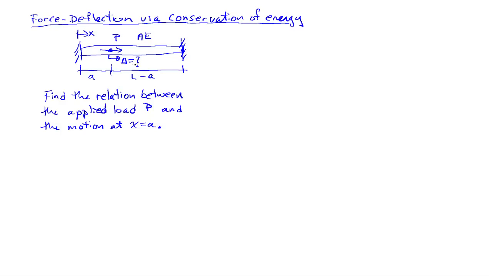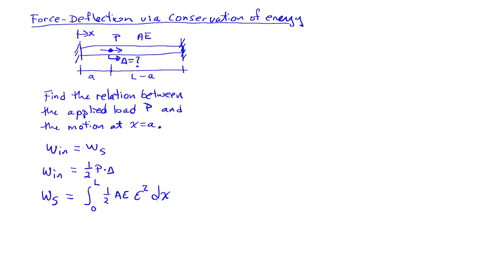And the way we're going to do this is by conservation of energy. So the work in is going to be equal to the work stored. Work in, since it's a linear elastic system, is going to be 1/2 P times delta. And the work stored is going to be the strain energy inside the system. And for this particular problem, what we're going to do is use the kinematic relationship, so the integral from 0 to L of 1/2 AE times epsilon squared, integrated along the length of the bar.